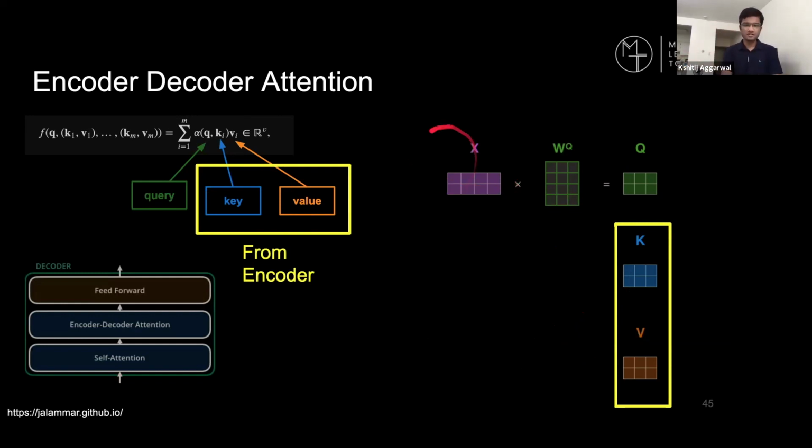And instead of using the same vector to compute query, key, and value, we just compute a query using the input vector and use the keys and values as is from the encoder, and then generate the attention, which is used in this encoder-decoder attention step.